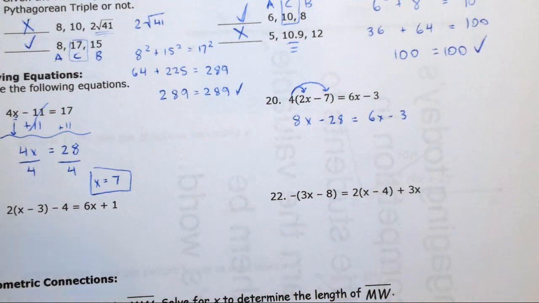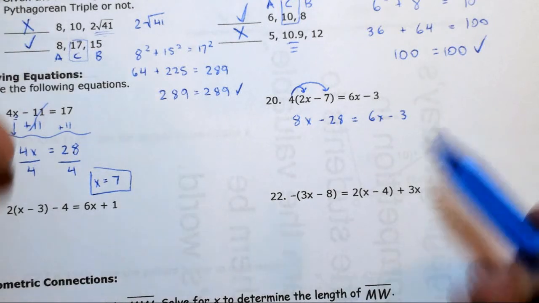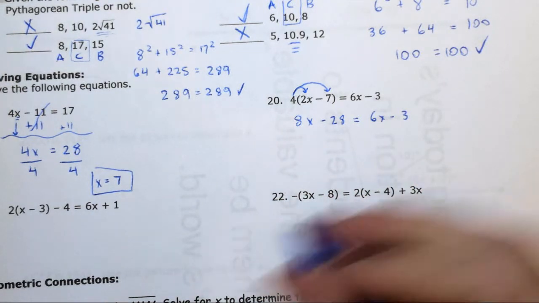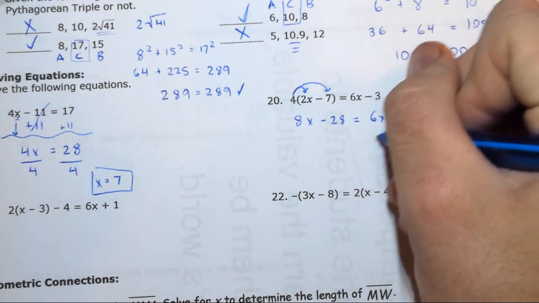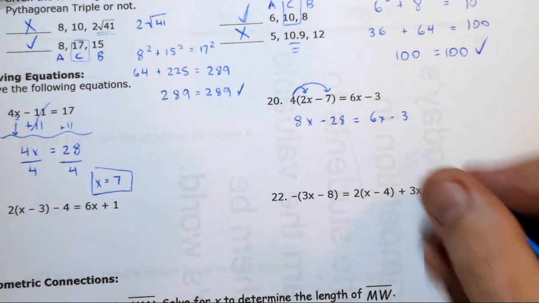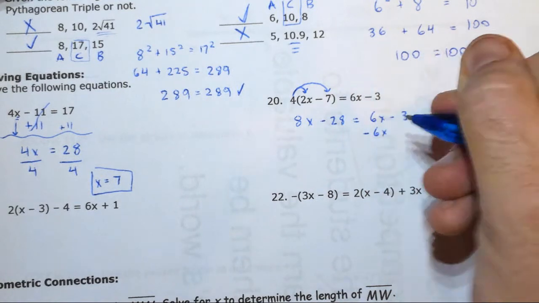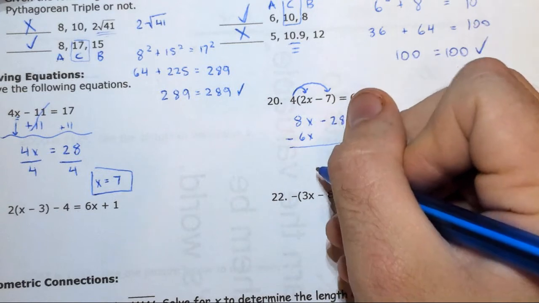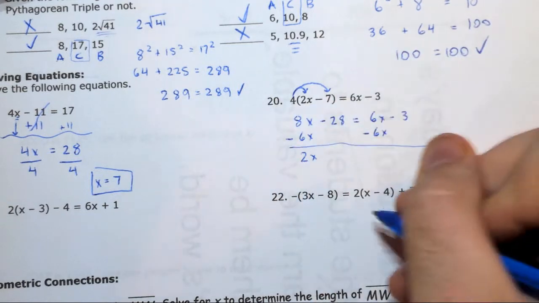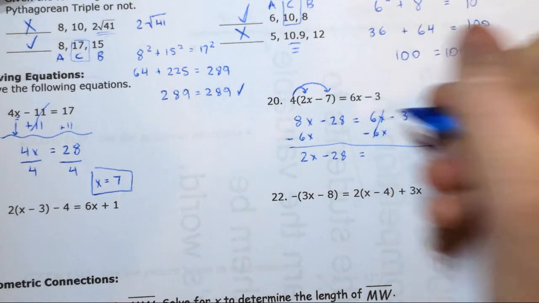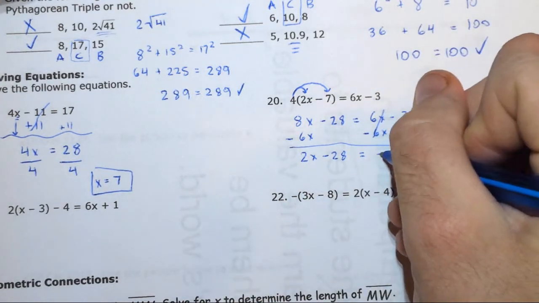Alright, well this problem, I have x's and numbers, and I gotta get them on different sides. I always like moving my x's to the left and my numbers to the right. So I'm gonna need to move this x to the left-hand side. Well, how do I do that? It is a positive 6x right now, so I need to subtract 6x. 8x minus 6x, I get 2x. Bring down the minus 28. It's equal to another 0 pair, that's why I did it. And bring down the negative 3.